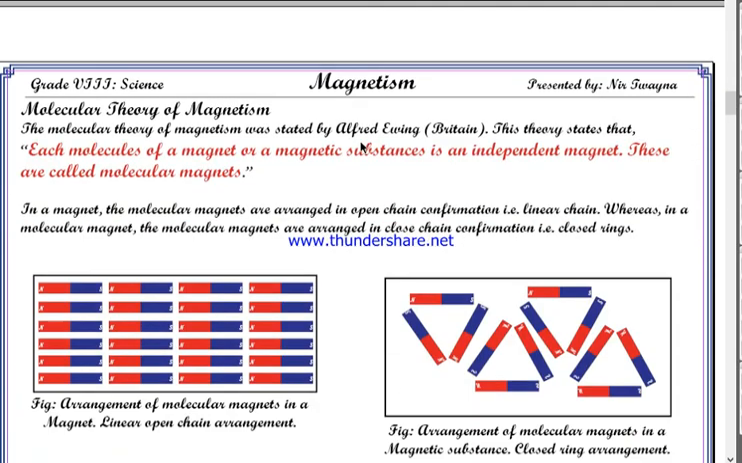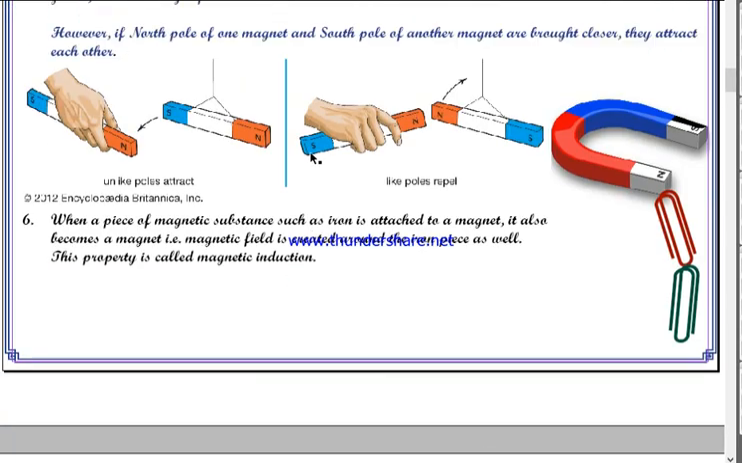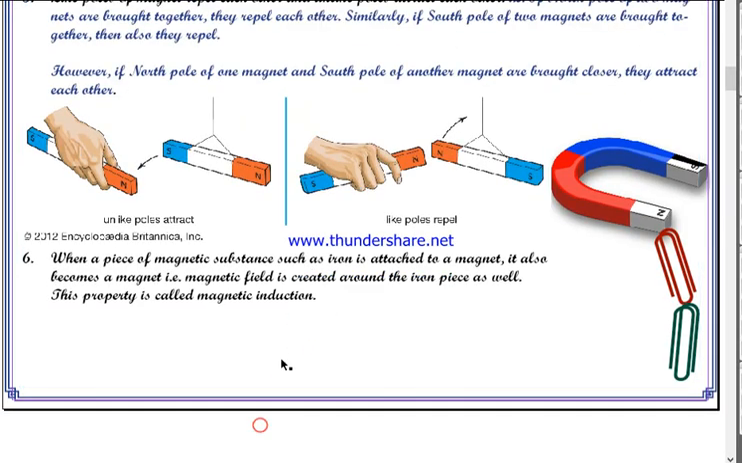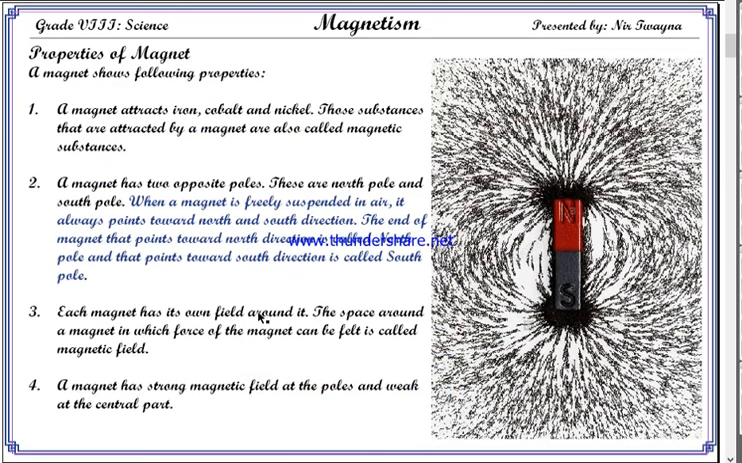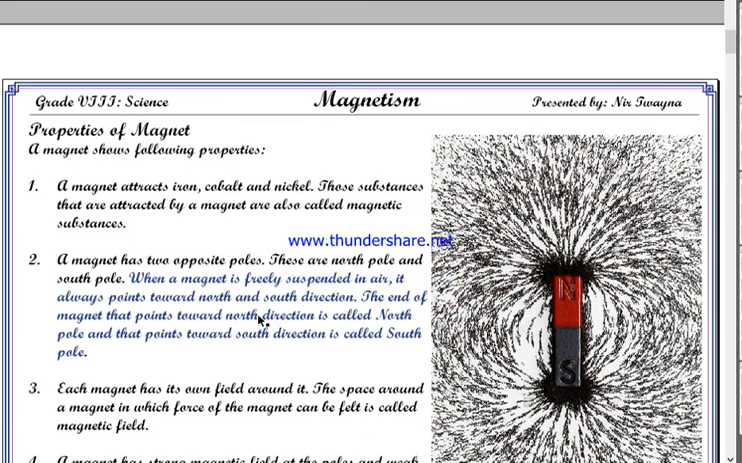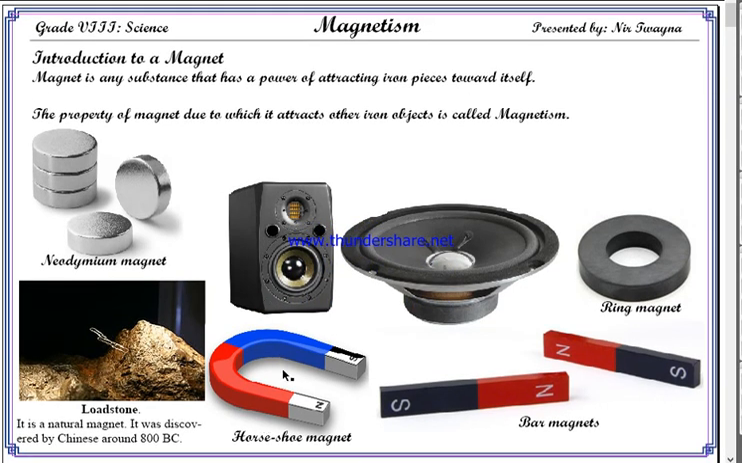In our next class, we will discuss a new topic, molecular theory of magnetism. And actually, whatever we studied today, you have already studied in grade 7, more or less. So what we did today was simple revision of whatever you have studied in grade 7. Understood?